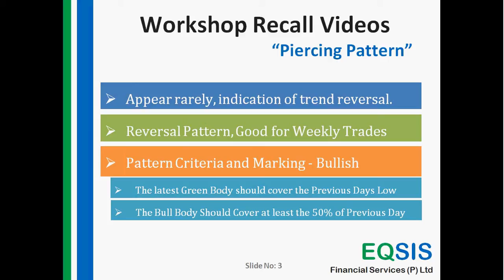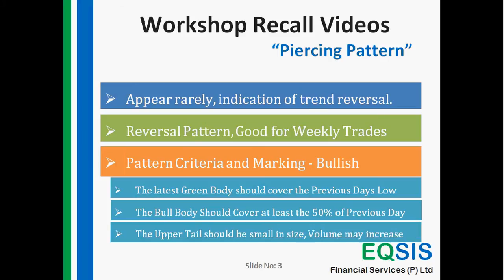That should ensure that the rally is significant enough to cover at least 50% of the previous day's candle, and the upper tail should be small in size. If there is a big upper tail, that shows selling pressure, and today I'm not able to close the complete body. If I find time, probably I can close it, but in that case the upper tail should be small in size, and generally you see more volume at the piercing day.